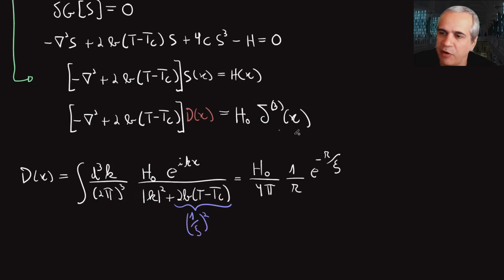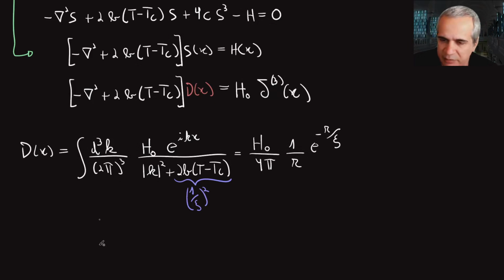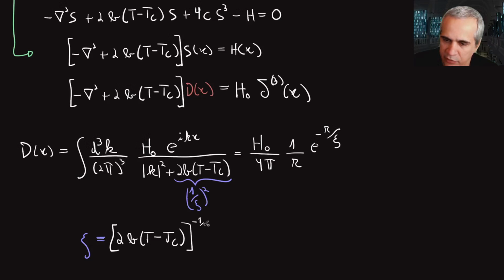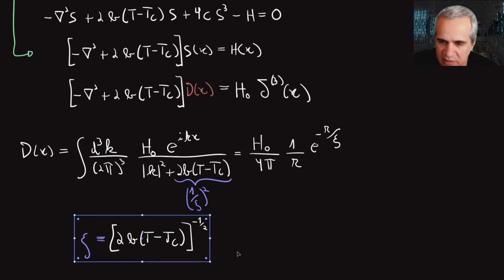Remember, my question is how far away I had to go from the origin before I stopped noticing this H naught alignment, right? That if H naught is positive, then the spins will also be positive away from the origin at a distance psi. So writing it explicitly, my psi was defined, let me put it here, as t minus tc to the power minus half. And that's the important result we wanted from this Landau theory for the phase transition for this system.